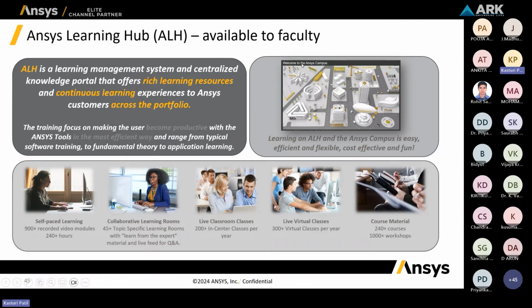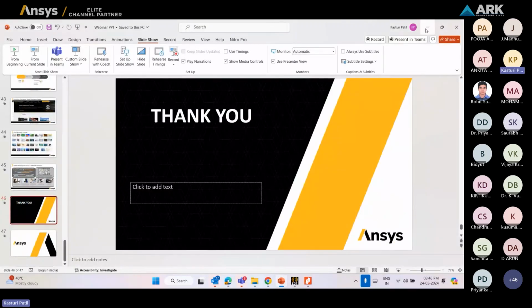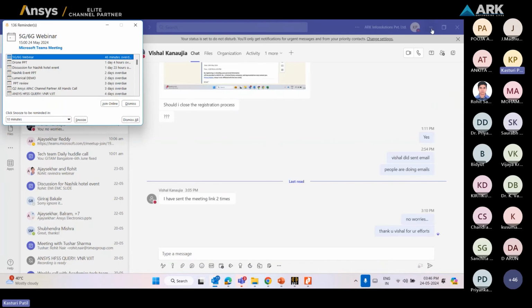So here you can see this is the ANSYS campus where electromagnetics is one of the parts. You need to click on that and you can access the electromagnetic part. Again, there are some other platforms also, like structures, fluids, systems, photonics, etc. So this was the brief detail about the 5G part.